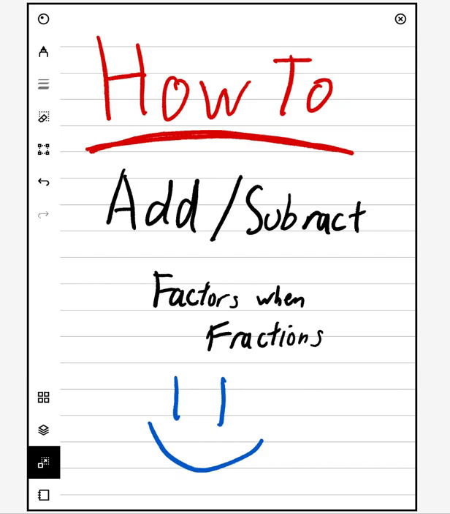All right, today we're going to learn how to add and subtract fractions when they're in fraction form.